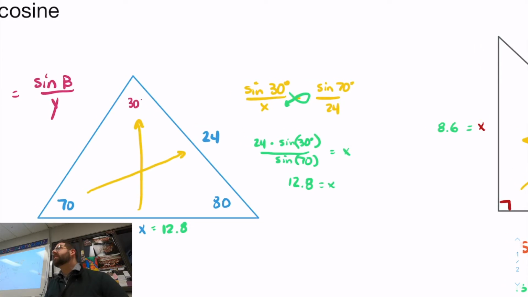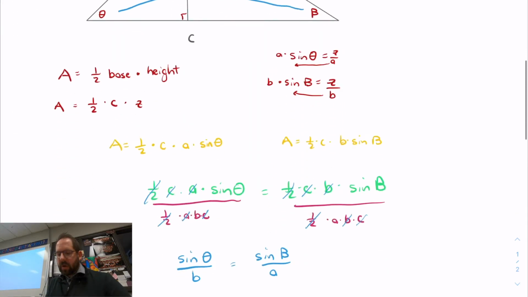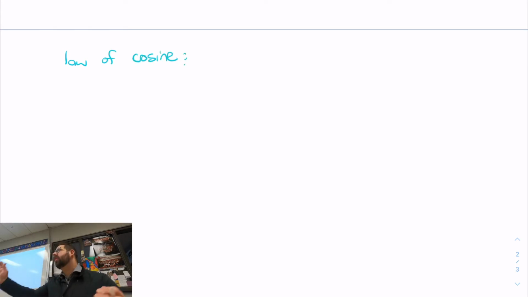New thing today. This is the last thing I want to finish with, called the law of cosine. So let me scroll down here. Law of cosine. This is the new part that we introduced on Friday, the last day before spring break, and I said we were going to go through it this week. It was just something I wanted to show you.